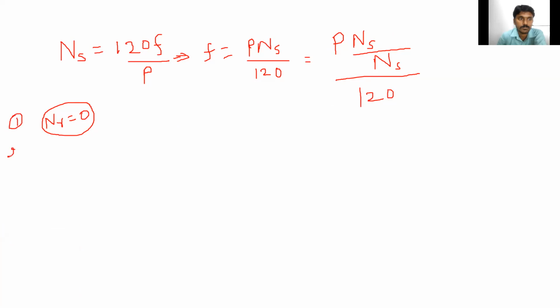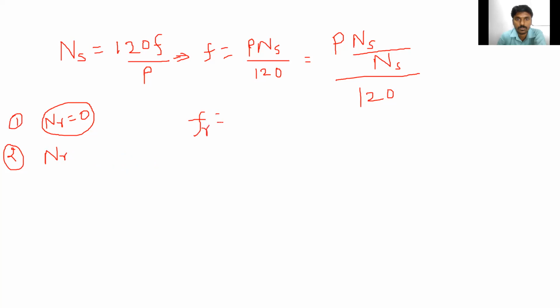In the second condition, the motor is running at some speed. Under the running condition, the motor is running with some speed. So if the motor runs at some speed, then the motor speed is not equal to 0, Nr is not equal to 0. Clear? So in this case, what will be the rotor frequency? Same as from this equation.